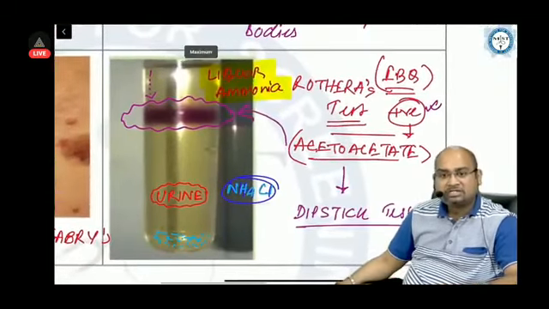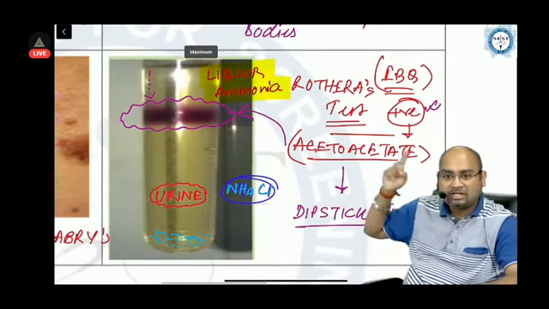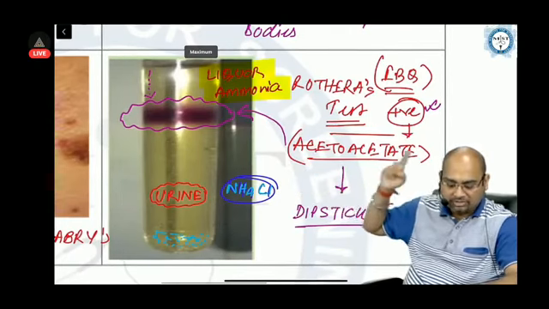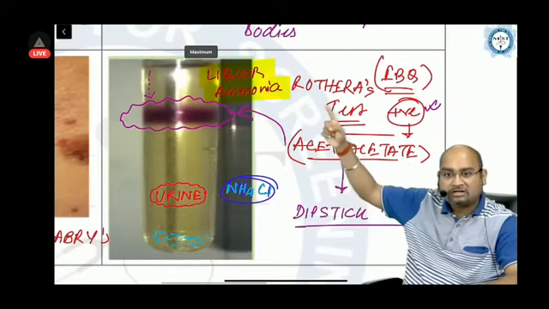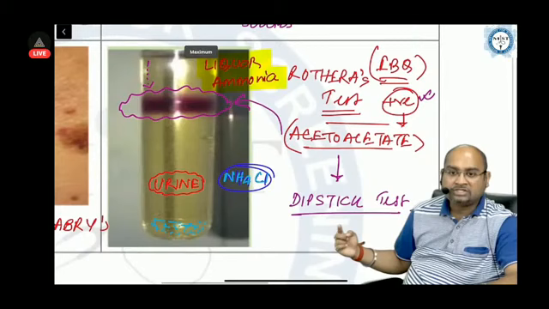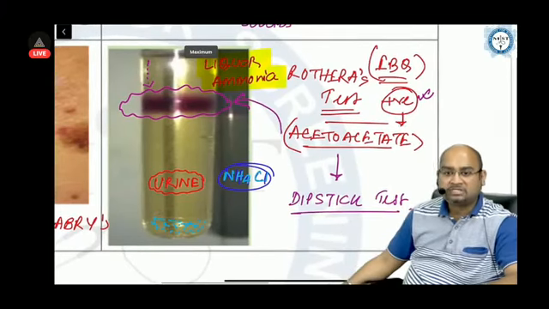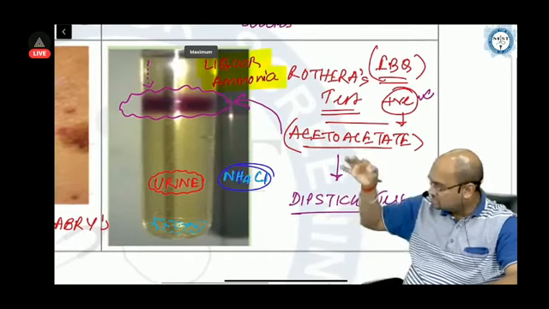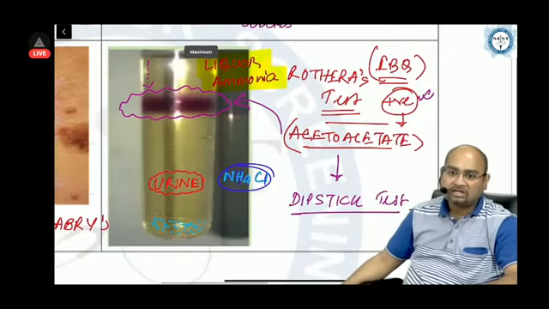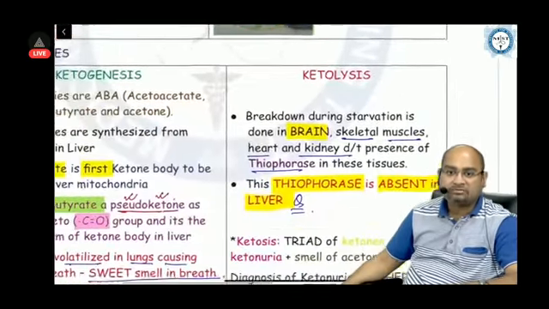This is an image of Rothera's test, beta, with which we can detect the presence of ketone bodies like acetoacetate. The acetoacetate ketone body, my dear friends, can be diagnosed with the help of Rothera's test. However, in modern day, we are gradually replacing it with the dipstick test, which is much faster. You just dip the strip, it will change color, and we can understand the presence of acetoacetate in the form of ketone bodies.